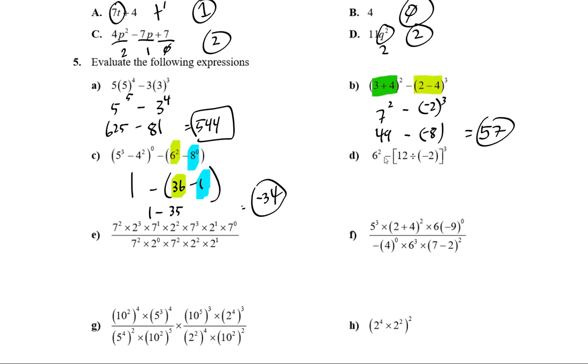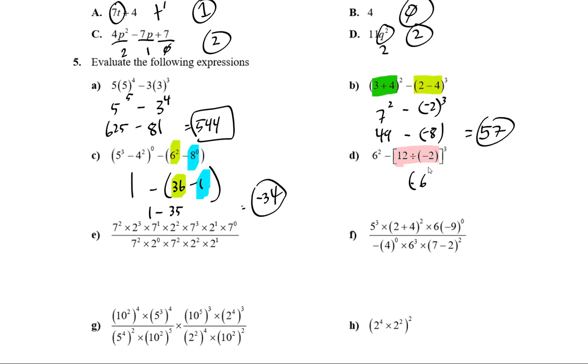For D, we got a bracket with an exponent on the outside. Inside the bracket is what we need to do first. So first we need to do 12 divided by negative 2. 12 divided by negative 2 is negative 6.